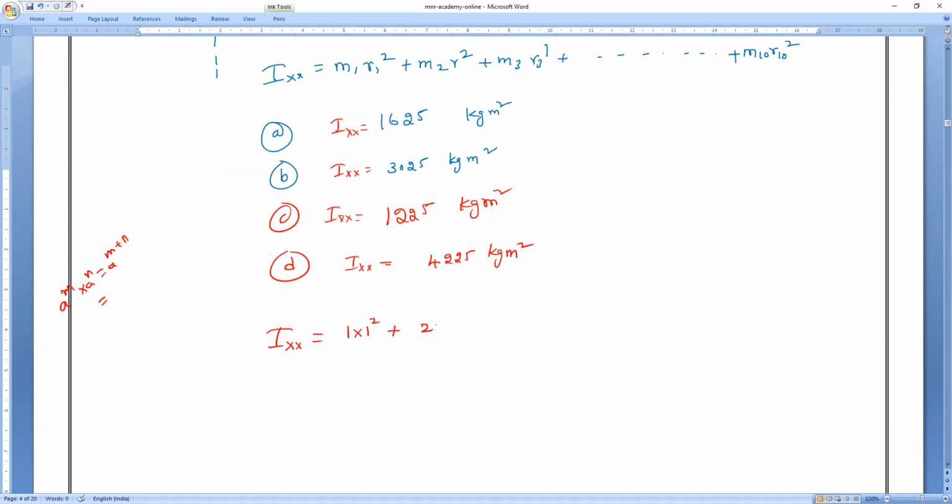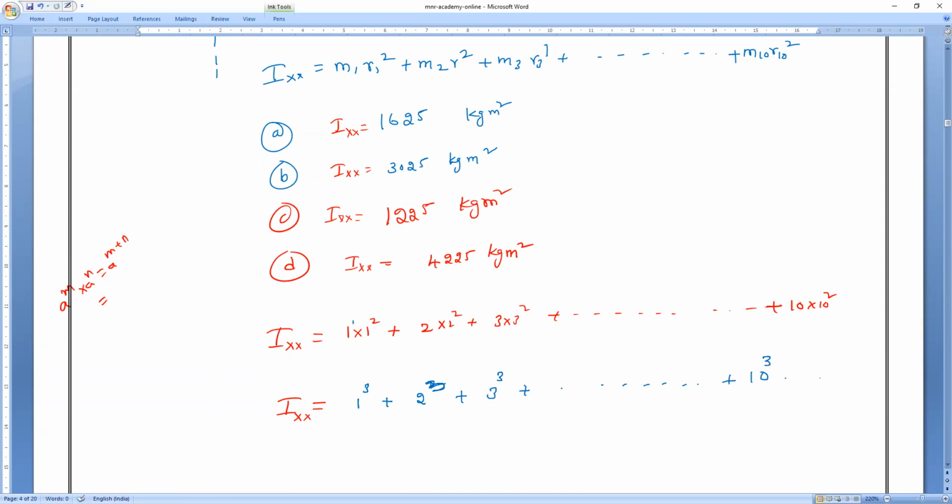second one, tell me, everybody: 2 into 2 square plus 3 into 3 square plus and so on, plus 10 into 10 square. Now, can I write this moment of inertia along the axis of rotation as 1 power 1 into 1 square, which is 1 cube? Any problem? 2 into 2 square is 2 cube. Next, 3 into 3 square is 3 cube, and so on, plus 10 into 10 square is 10 cube.